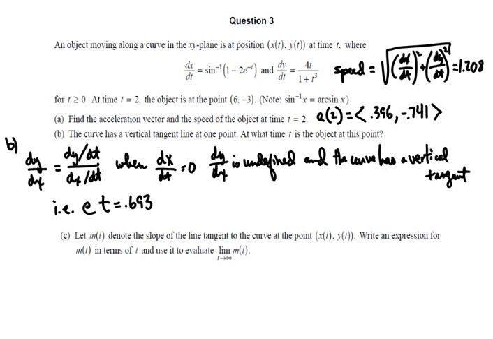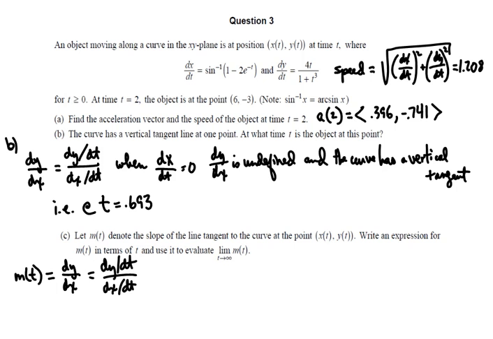Then in part C, we have this function m of t, and it denotes the slope of the line tangent to the curve at x of t, y of t. Now m of t really is just dy/dx, which is dy/dt over dx/dt. Now we want to write an expression for m of t in terms of t and use it to evaluate the limit as t goes to infinity of m of t. As I said, m of t really is just dy/dx, which in turn is just dy/dt over dx/dt. And since this is a calculator problem, I don't think that you really need to write all that stuff down at this point.